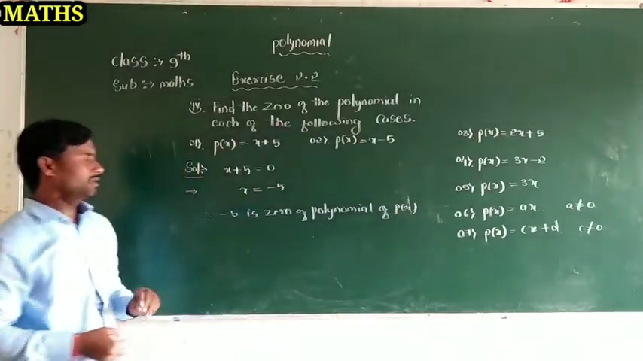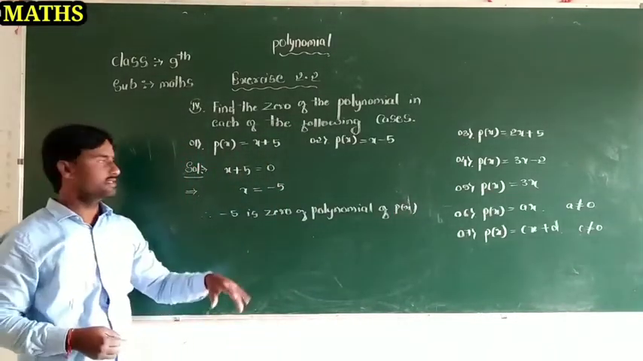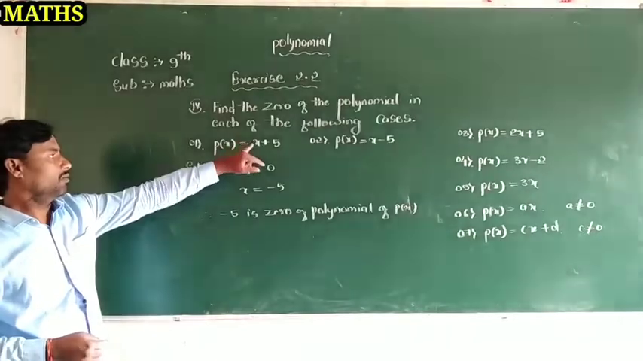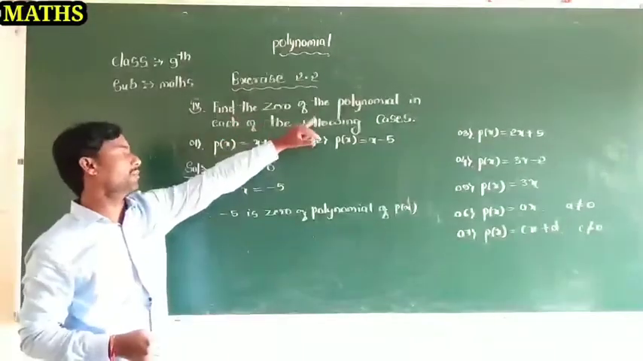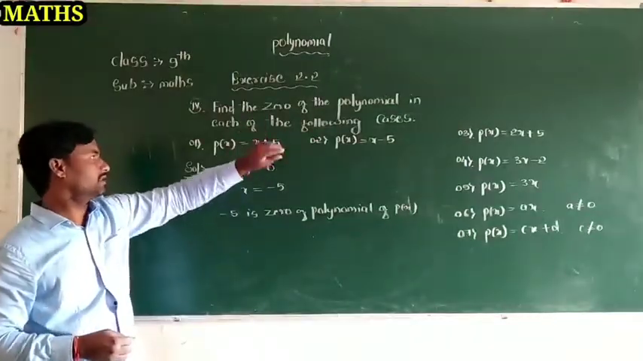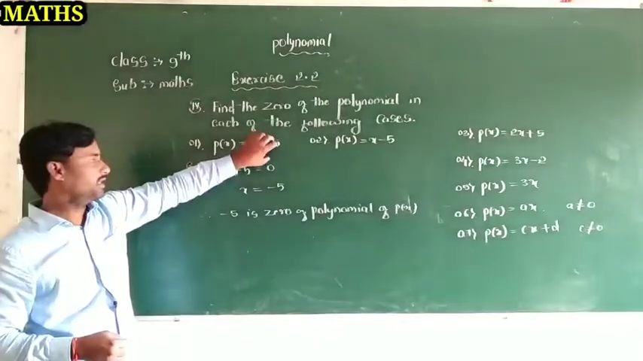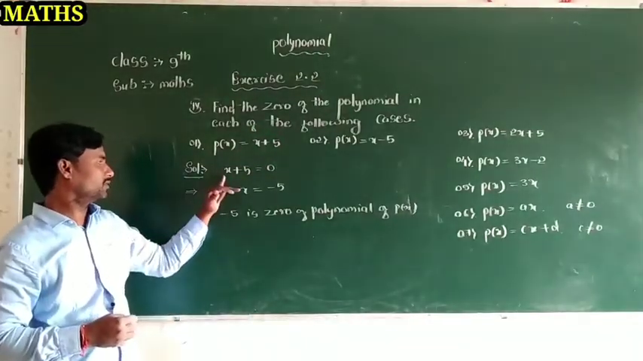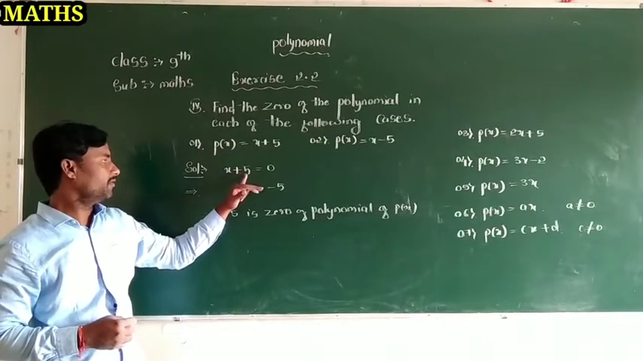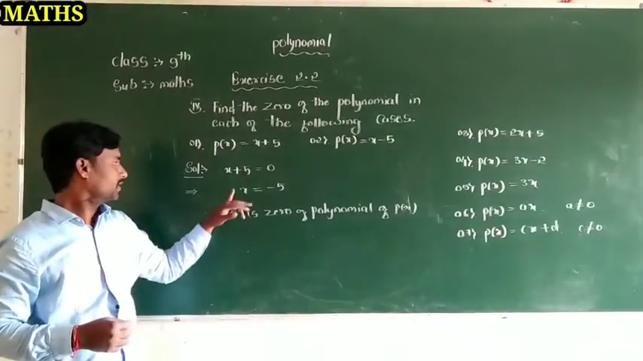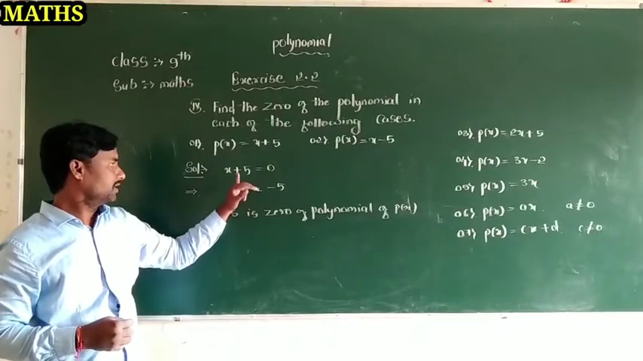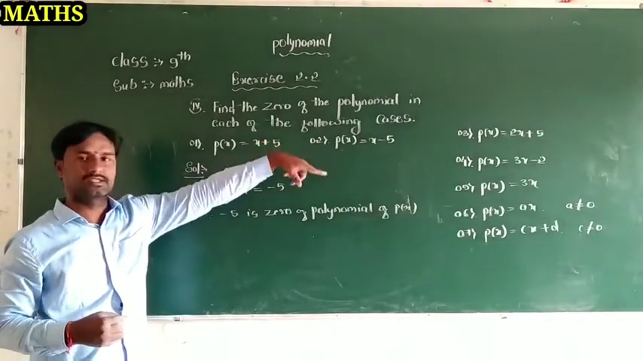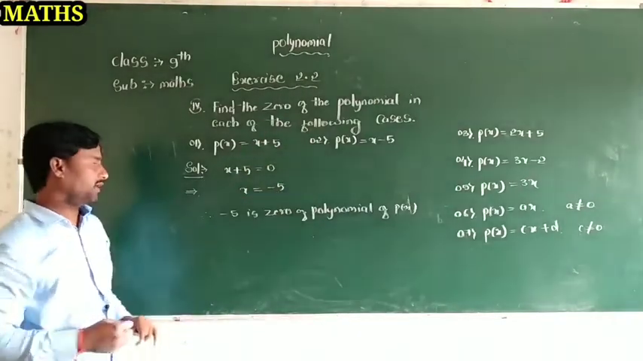So what is the solution here? Nothing very easy. He is asking to find the zero of the polynomial in each of the following cases. In all the given cases, we should find out the zero of the polynomial. So the first question is x plus 5 is equal to 0. The x value is as it is, and this plus 5 is transferred to that side and becomes minus 5, dear students.